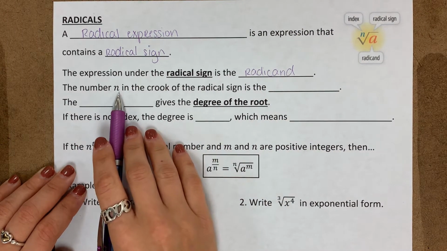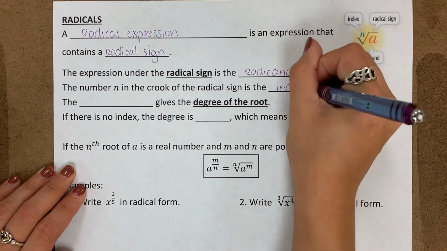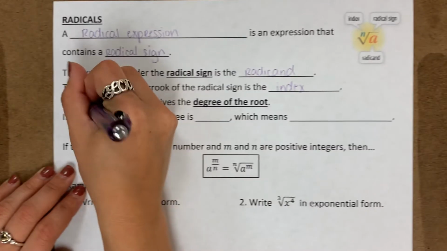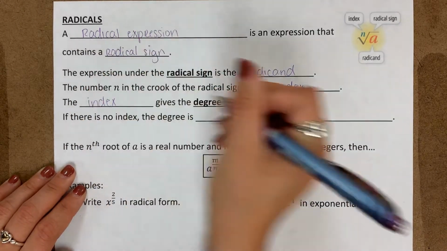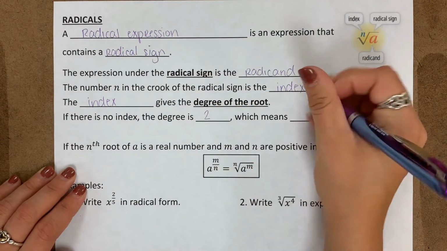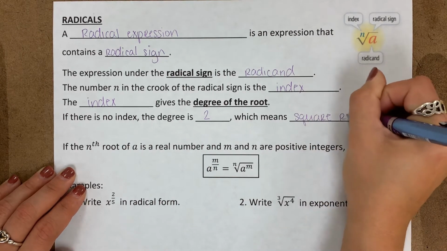The number n in the crook of the radical sign is called the index. You look right here, this n is the index. The index gives the degree of the root. If there is no index, the degree is 2, which means square root. You most likely have heard this before.